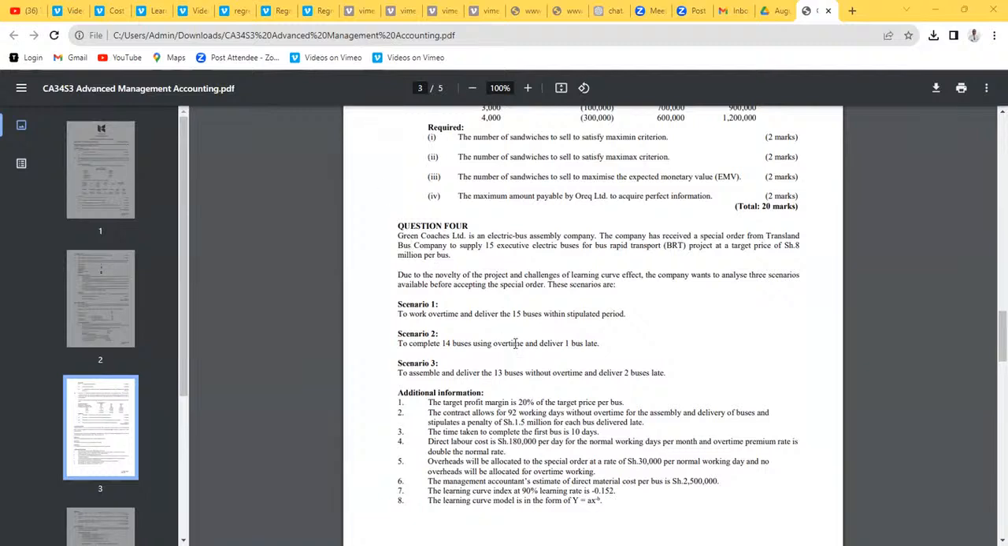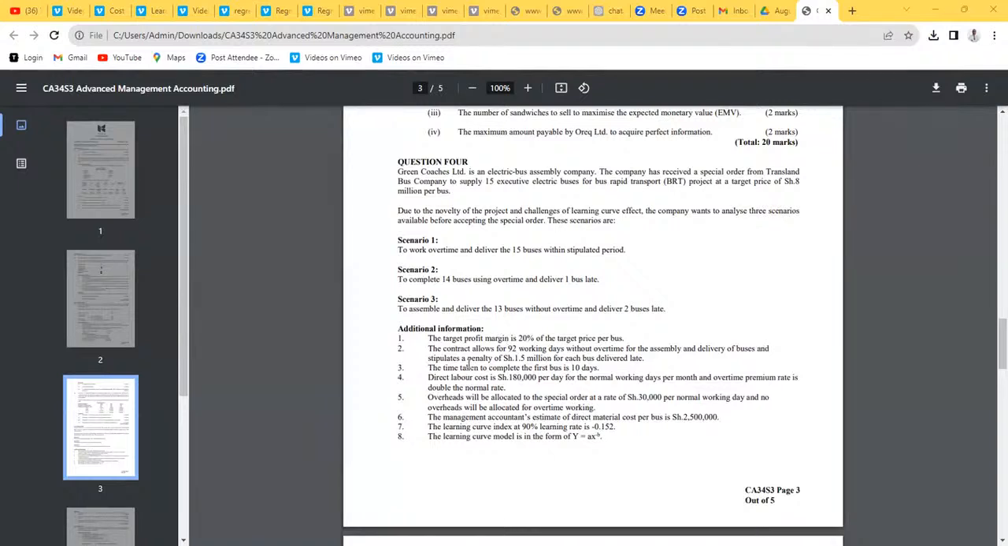So let's look at the consequences. Number one, the target profit margin is 20% of the target price per bus. The contract allows for 92 working days without overtime for assembly and delivery of buses and stipulates a penalty of 1.5 million for each bus delivered late. The time taken to complete the first bus is 10 days.